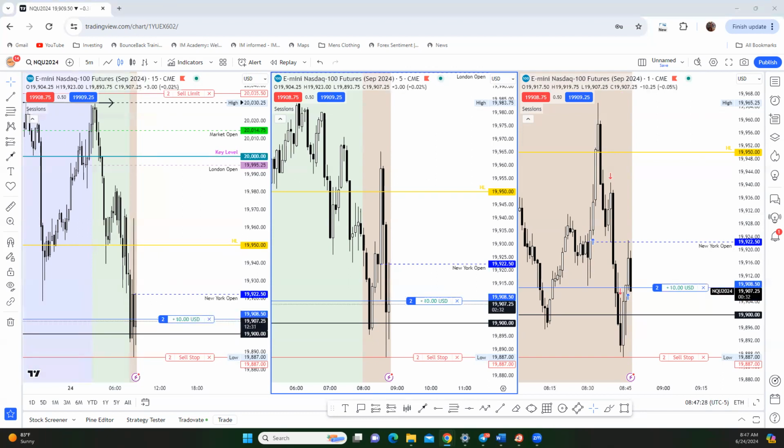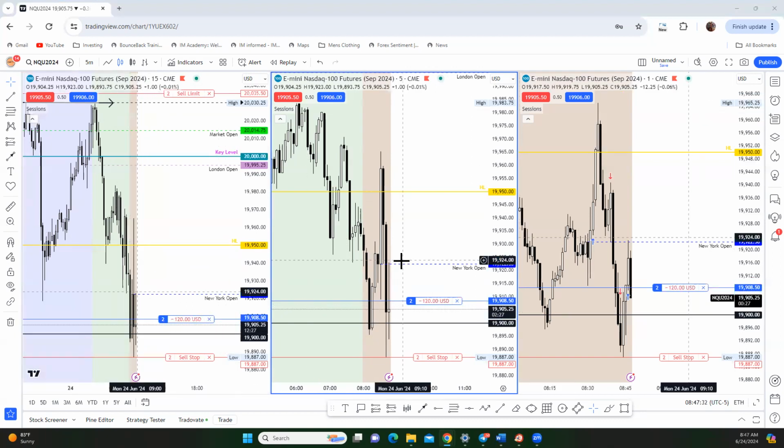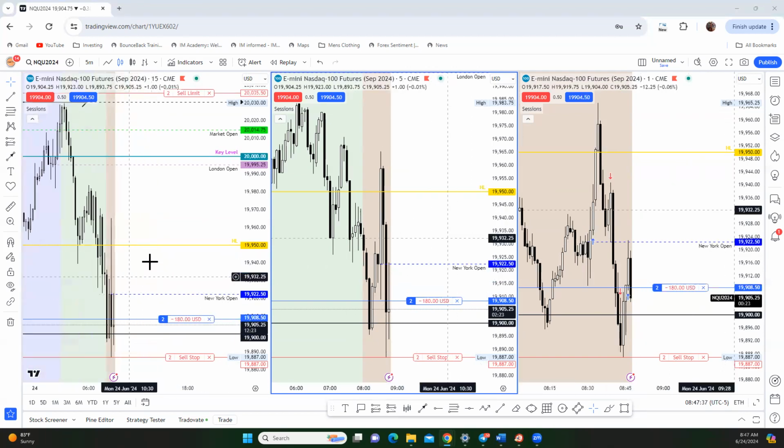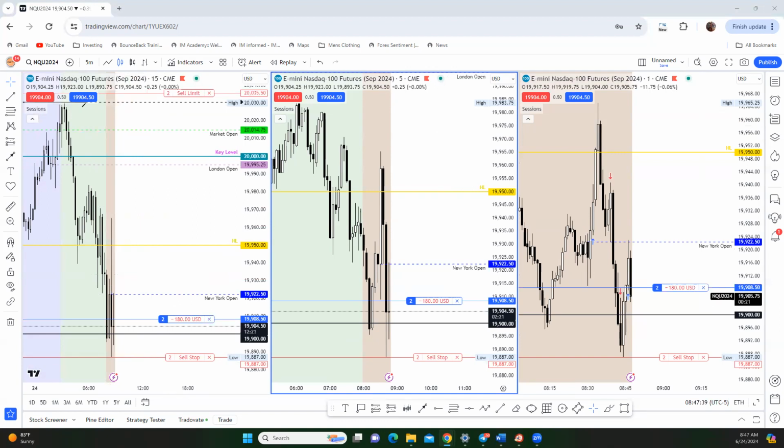We'd like to see it continue up from here in 5 minute close above New York Open, because if not, then it's going to fail that area and just sink lower again. The ES looks really nice and strong. So we may get it, or they may surf lower one more time.